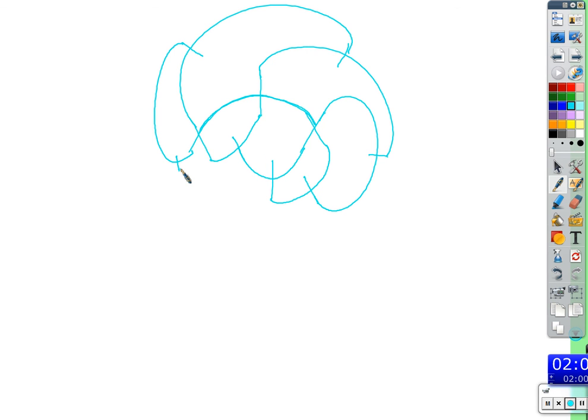I wonder why it's called Brussels. I don't know. It looks like a Brussels sprout. And now, do you see any moves I can make? Nope. I don't see any moves. Here are ends, but I can't connect any two without going over a line, so I can't do that.